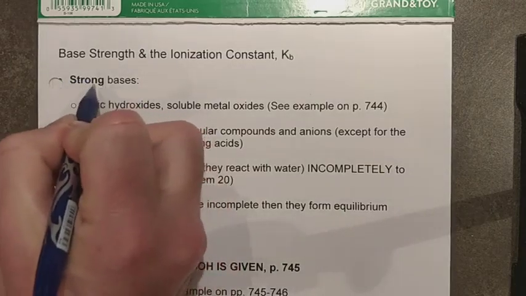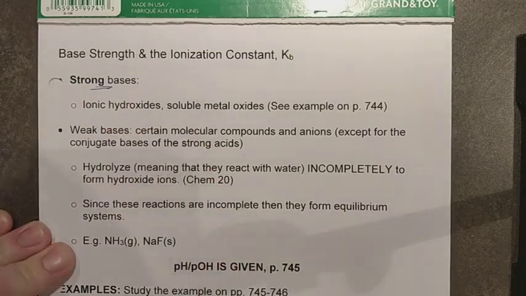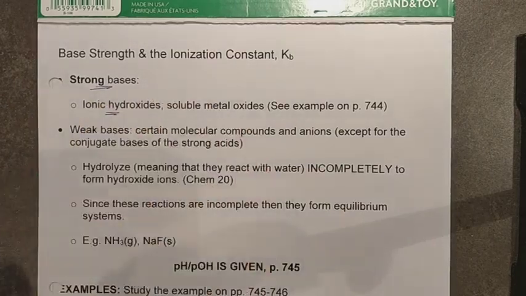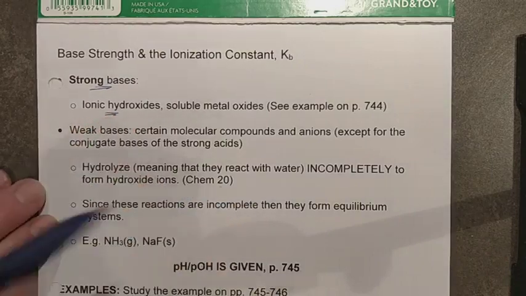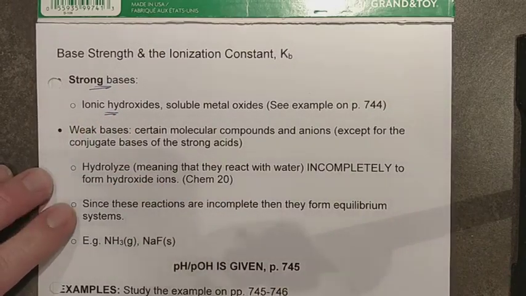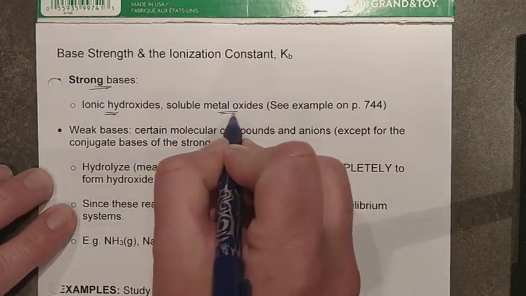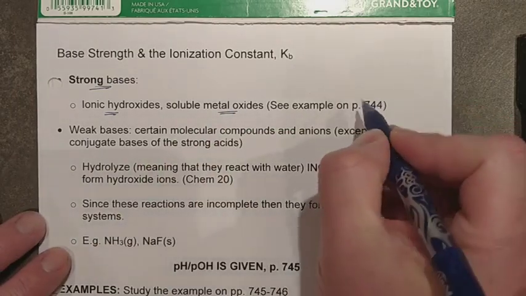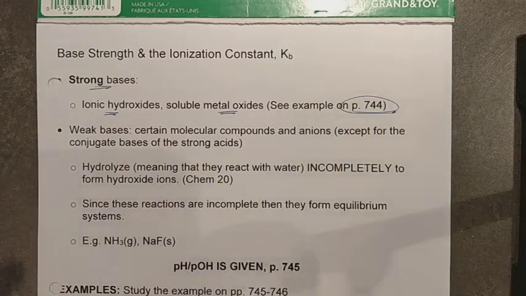So remember, strong bases are things that react completely just like strong acids were. So what we're looking for is our ionic hydroxides. So things like sodium hydroxide, lithium hydroxide, those are highly soluble, and so they will dissociate completely in water, producing a maximum strength of OH ion concentration. We also have some soluble metal oxides. We haven't really seen that too much, but there's a good example on page 744 for you to check out just in regards to that one.